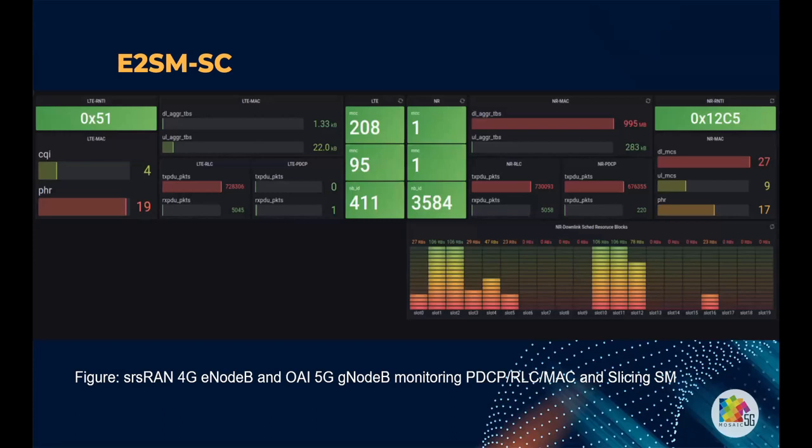This was a demo that we showed at the OAI workshop. We had FlexRIC on the left side. We had SRS 4G, and here we had the OAI 5G connected through FlexRIC. Here we performed some slicing on the resource blocks that you see in a screenshot of the window we had there.